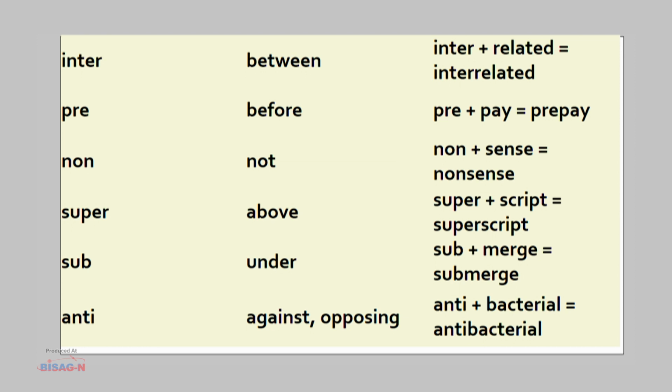Next is super. Superscript, something which is above a certain level. The advertising department came with a script, and in my knowledge, it was a superscript. Superscript, obviously, you should be aware, is something which is above. So that was super. Sub means under, that is submerge. The ship is submerged. Anti means against or opposing. Antibacterial. The company is launching an antibacterial detergent, antibacterial hand wash.